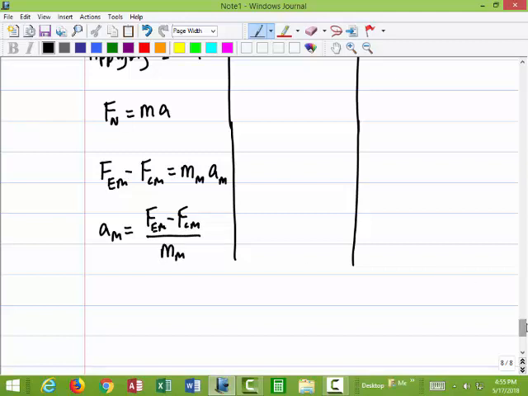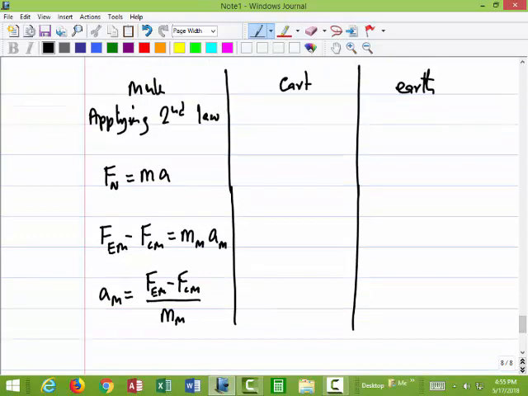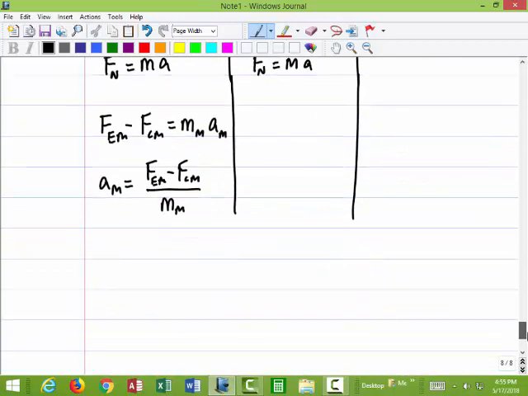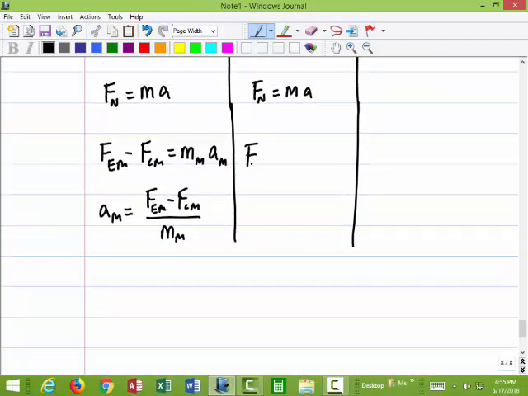When we look at the cat, we apply the second law, and we say that the net force again is equal to MA. The net force on the cat is just the force of the mule on the cat. So the force of the mule on the cat is equal to the mass of the cat times the acceleration of the cat. So the acceleration of the cat is equal to the force of the mule on the cat divided by the mass of the cat.